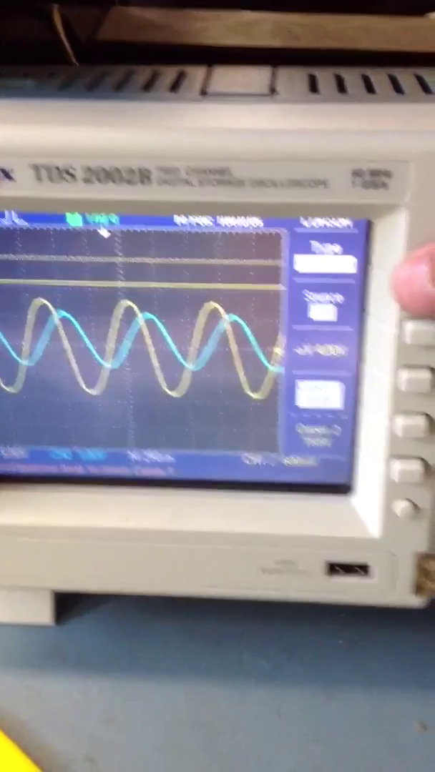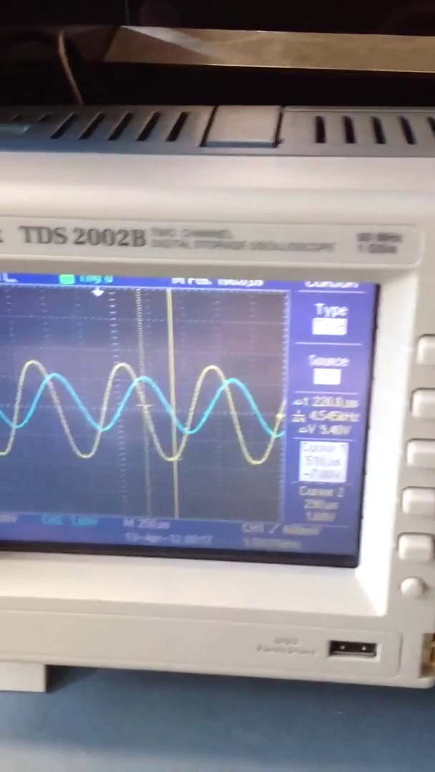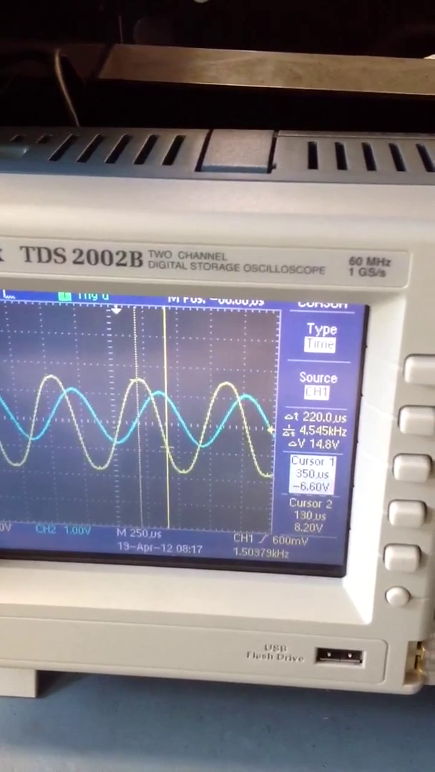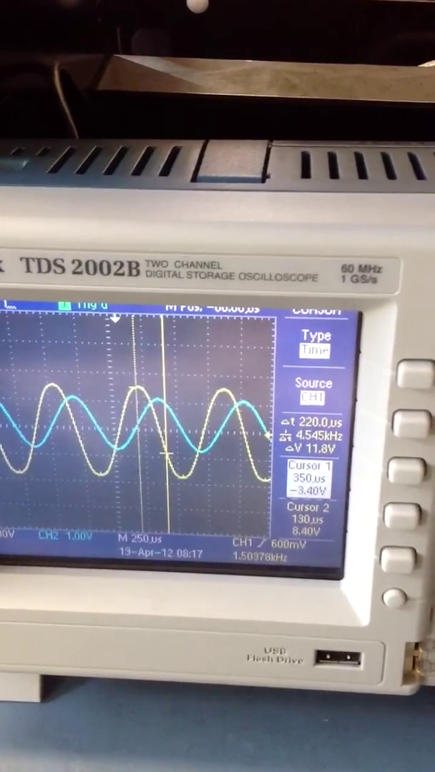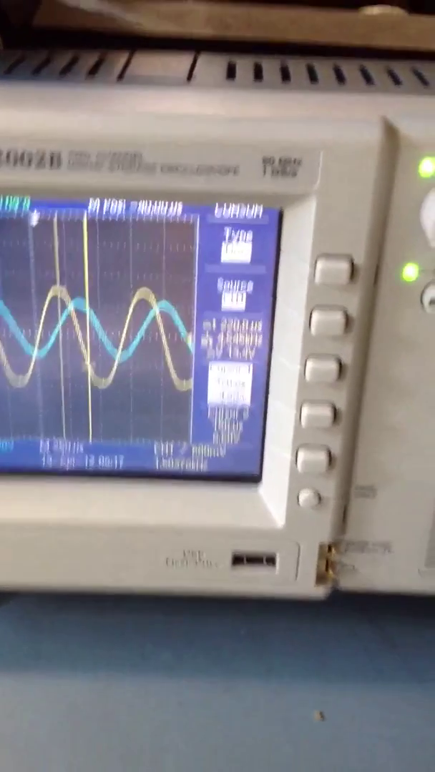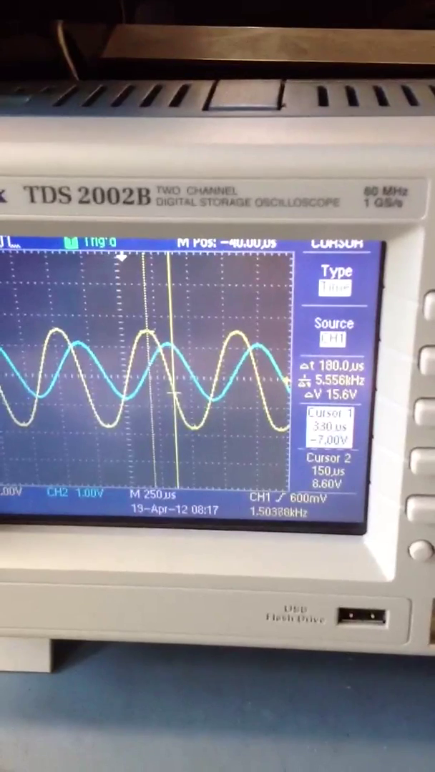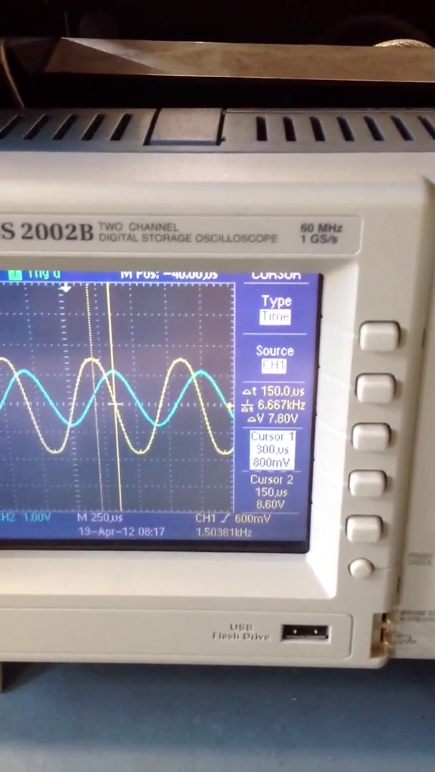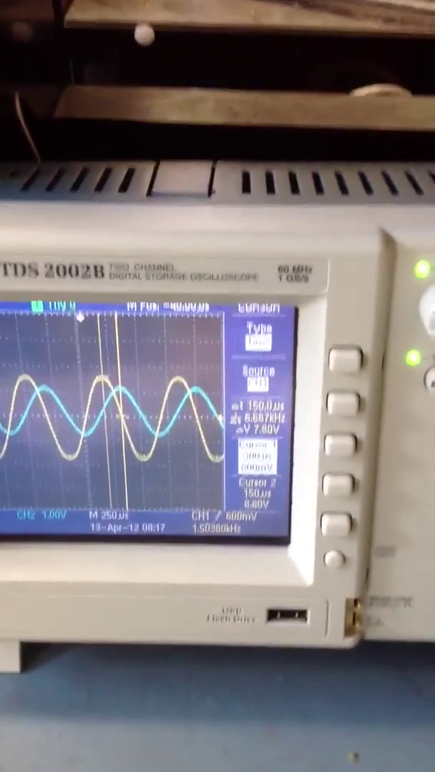Use cursor. Time. Move the position one so it's on top of the yellow. There it is. The peak of the yellow, and then we move this knob to the peak of the blue, which is 150 microseconds, which is like 10 to the negative 6 seconds.